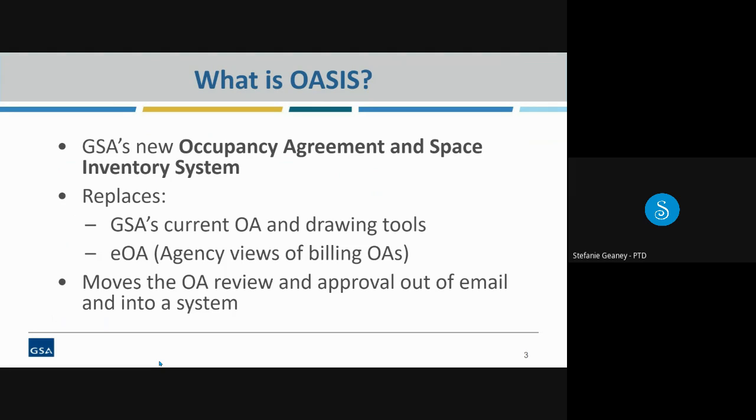OASIS is GSA's occupancy agreement and space inventory system. It replaces GSA's current OA and drawing systems, as well as EOA, the system many of our customers use to view billing OAs. OASIS allows us to move the OA review and approval workflow from a manual, primarily email-based process into an integrated, trackable, and accessible system.